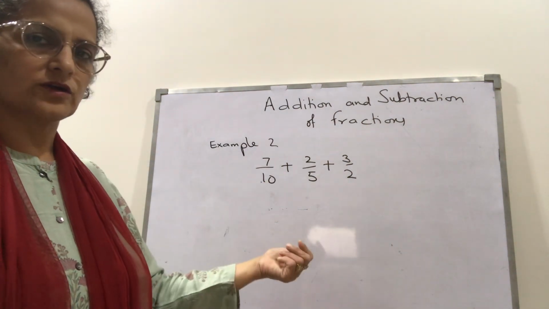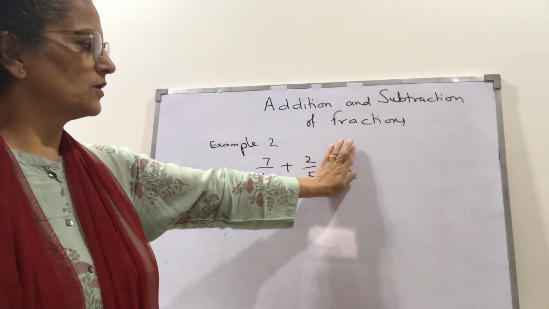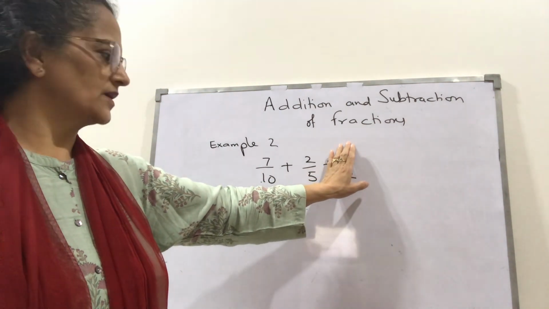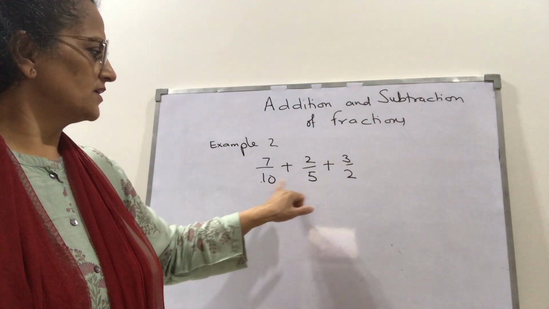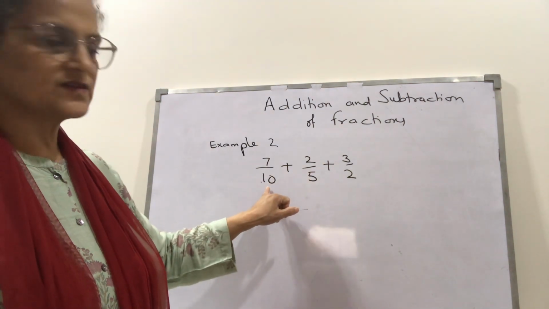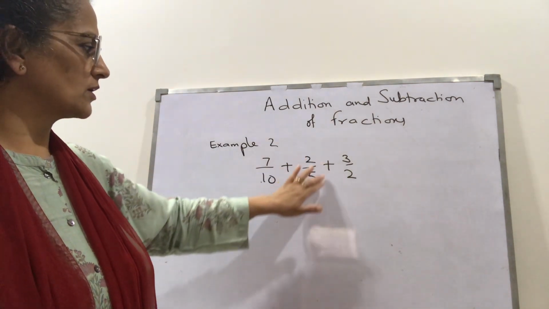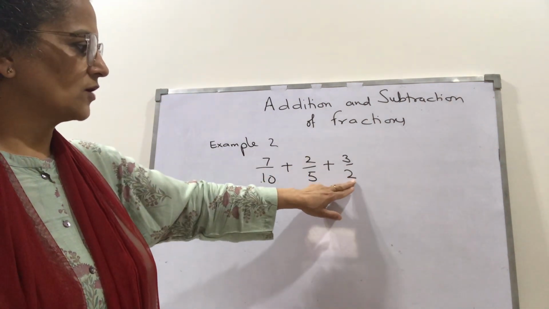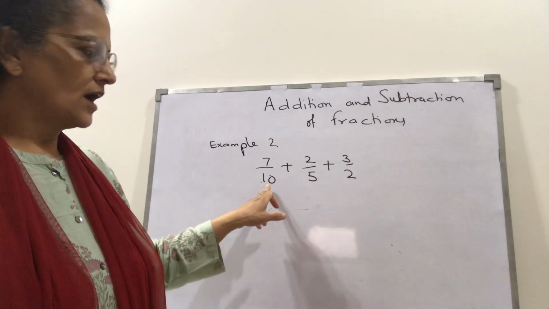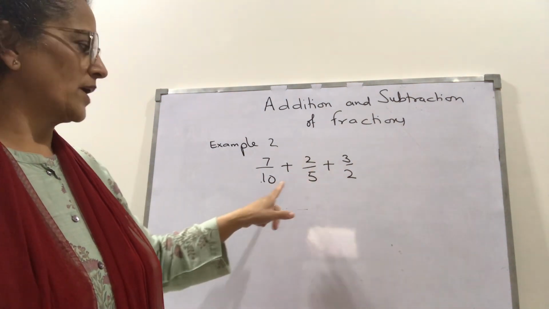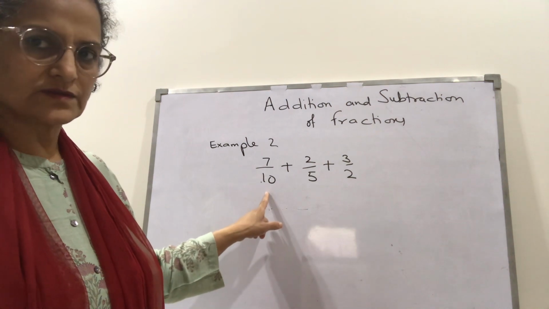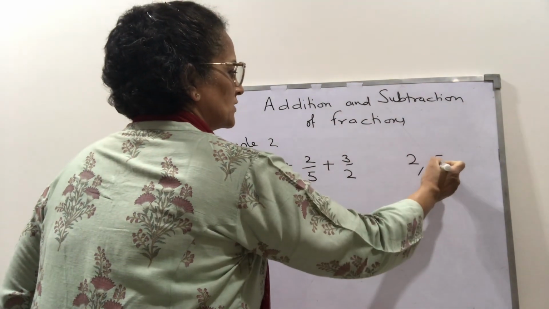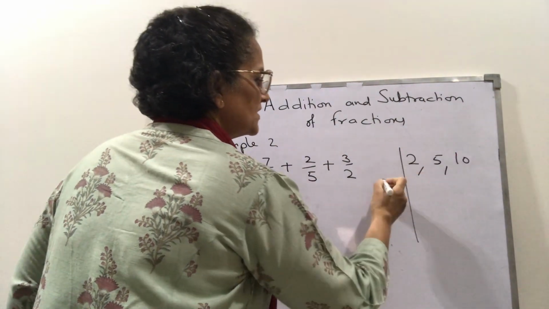Now I can do it mentally also here. Look at 5 and 10. We have learned when we were doing LCM that if one number is a multiple of another, 10 is my LCM. So for these two, 10 will be my LCM. Let's consider now 2 and 10. Again 10 is a multiple of 2, so my LCM will be 10 for this. We can do it mentally also, otherwise you can use the other method we have done.